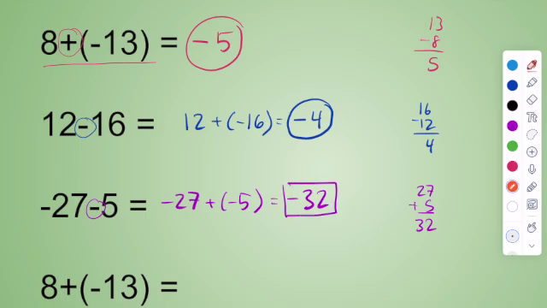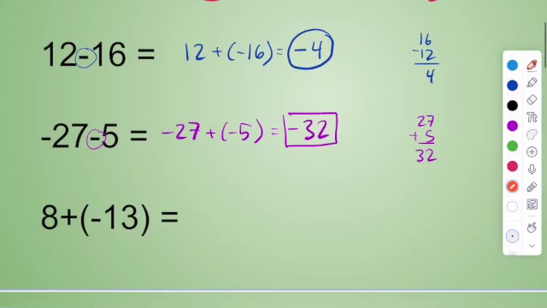The last one for this page, we have 8 plus negative 13. It's already addition, so I don't need to flip. I just need to think about, will my answer be negative or positive? It's going to be negative. Negative 13 has a greater absolute value than 8, so I know it will be negative. Will I add or subtract to find my answer? Subtract, because 1's negative, 1's positive. 13 take away 8 leaves me with 5, but it's a negative 5.